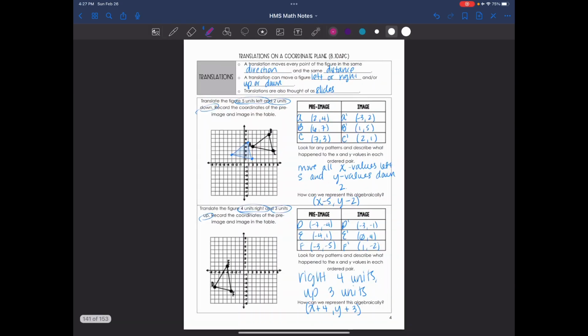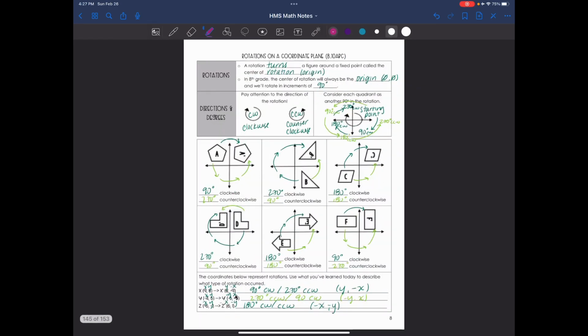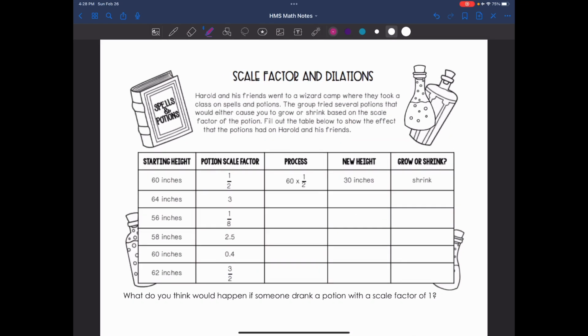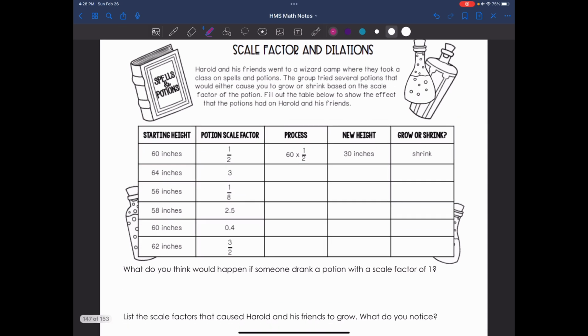Cool. Go ahead and flip to page 10, I believe. Yeah. All right, so to start off, let's quickly review what a scale factor is.